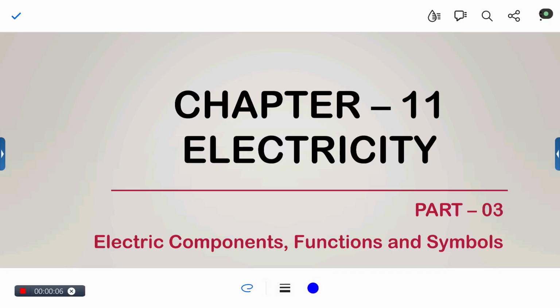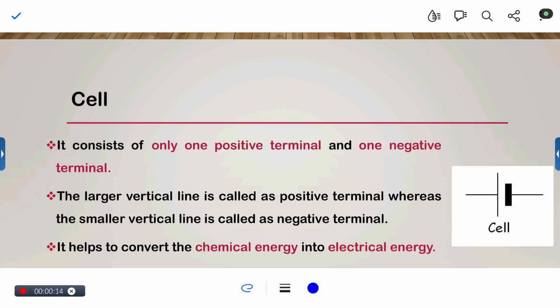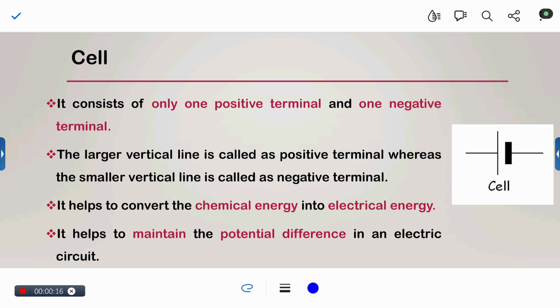This is about electrical components, functions and symbols. In order to make an electric circuit, we need the various components. In that, the first component you are having over here is the cell. So what is meant by a cell?